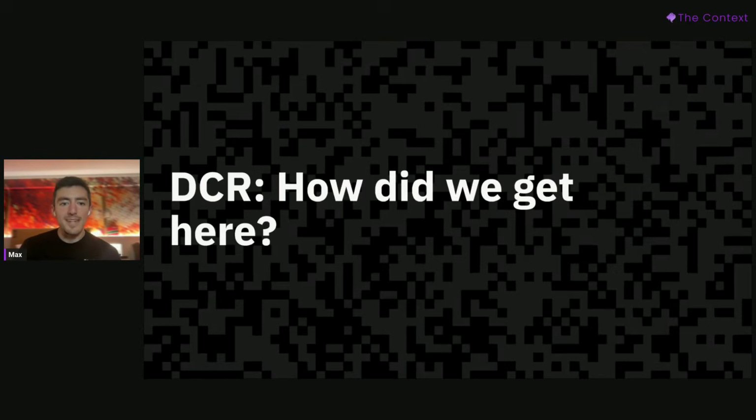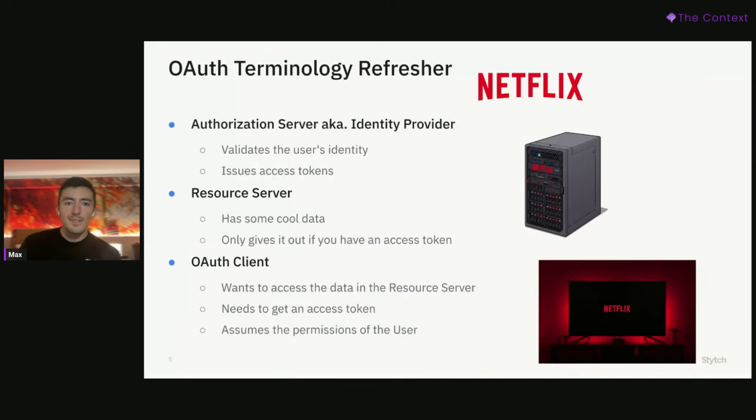So first, dynamic client registration. How do we get here? Let's do a quick OAuth terminology refresher. In an OAuth flow, an OAuth client is an application that wants to access a user's data, which is served by a resource server. The resource server is only going to give up that data if the OAuth client can present a valid access token.